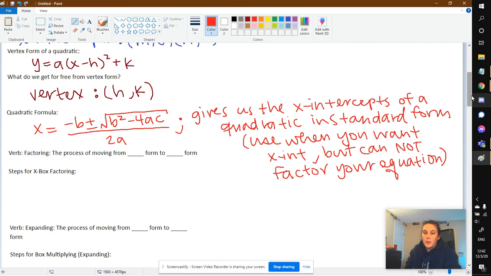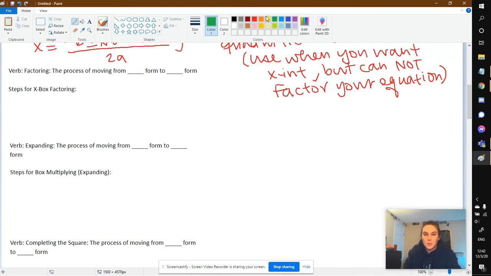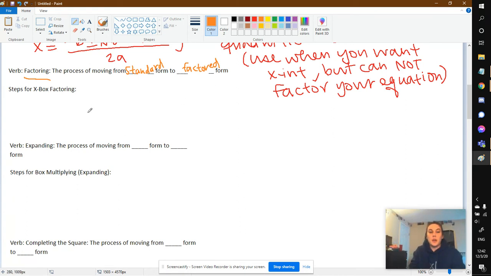All right. Now we're going to take a look at the three verbs that we know how to do. The verbs we've got are factoring. Oh, I should have made these things bigger. So here we are. Factoring is the process of moving from standard form to factored form. I still didn't make the blank big enough. And then usually we do this through Xbox factoring, right?